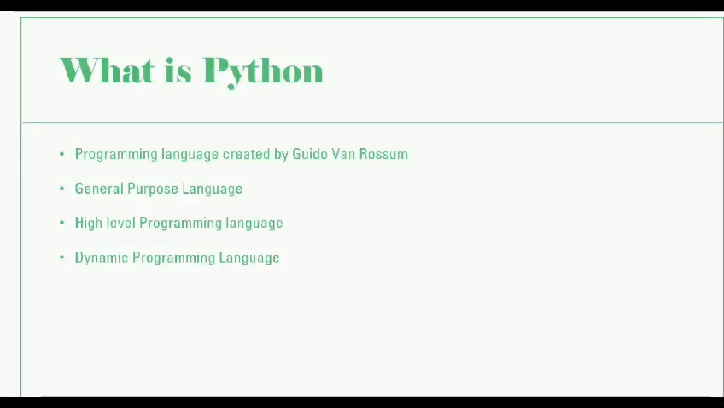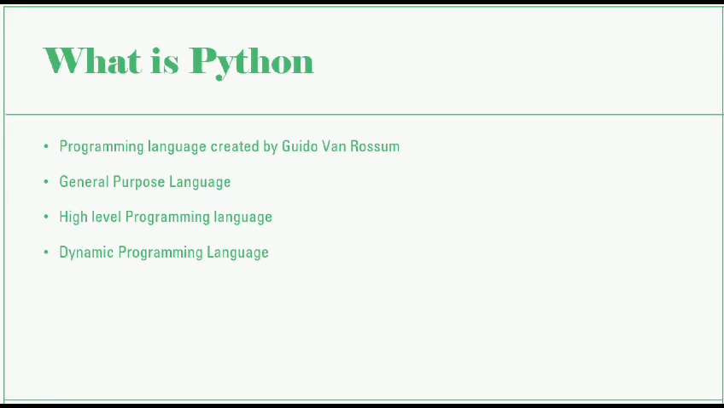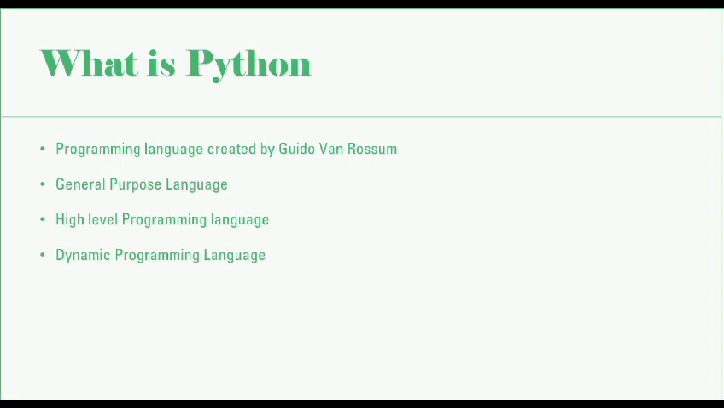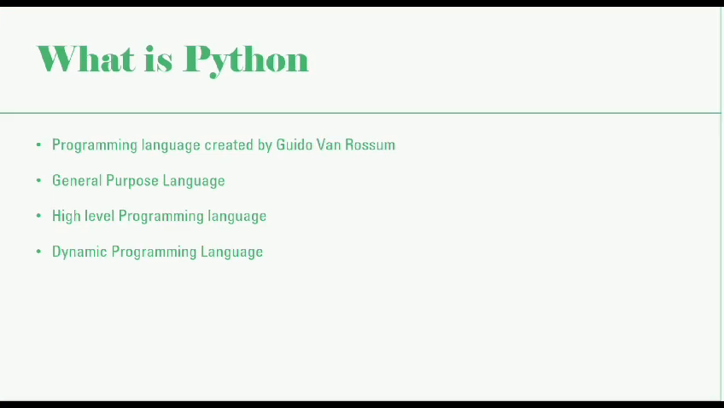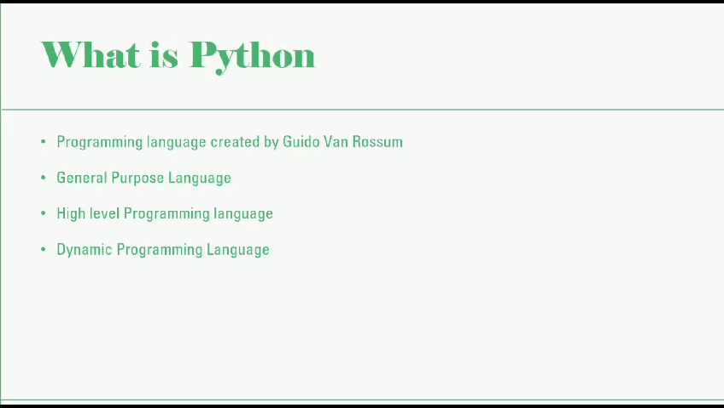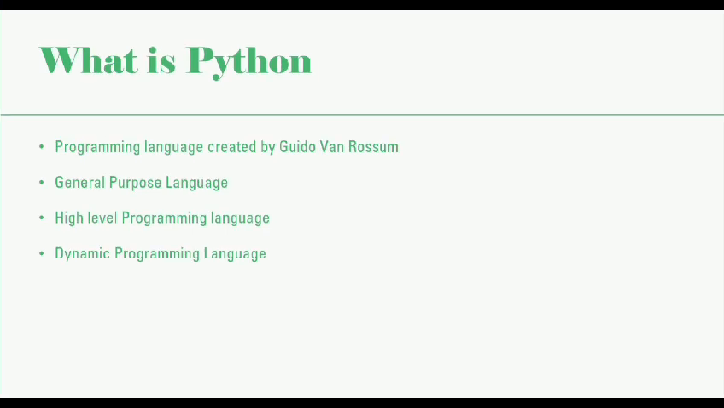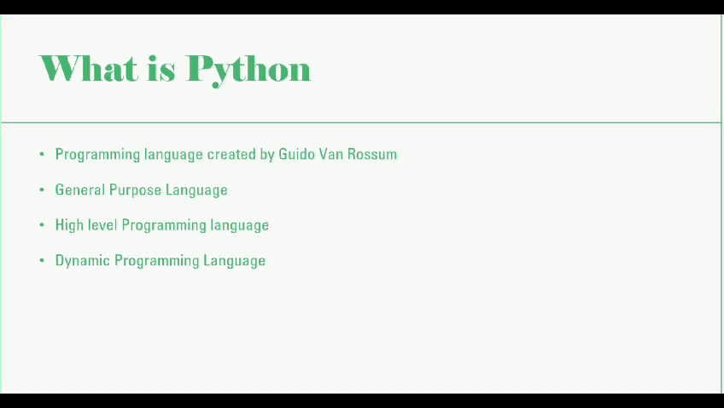So, what is Python? Python is a popular programming language created by Guido van Rossum in 1991. It is a general purpose language, meaning it can be used for web development, game development, and many more. Python is a high level programming language, which means it uses syntax that is easy for humans to understand.